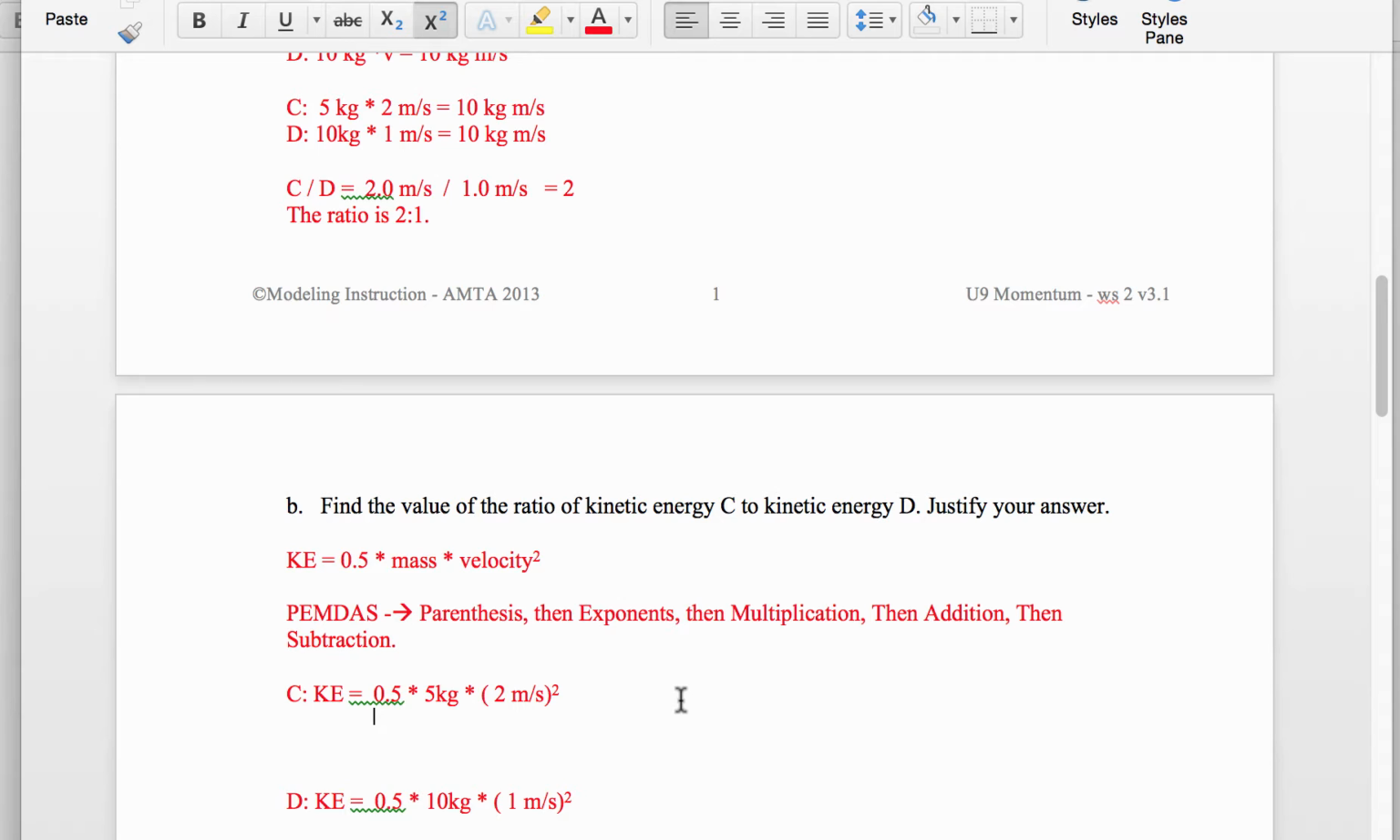So this is going to become, copy and paste this down, but I'm going to resolve this. What's 2 squared? That's 4. But I have to square the units, so it's meters squared per second squared. Then copy it down. Now I don't have any more exponents to deal with. I just have to do multiplication. So 0.5 times 5 times 4.